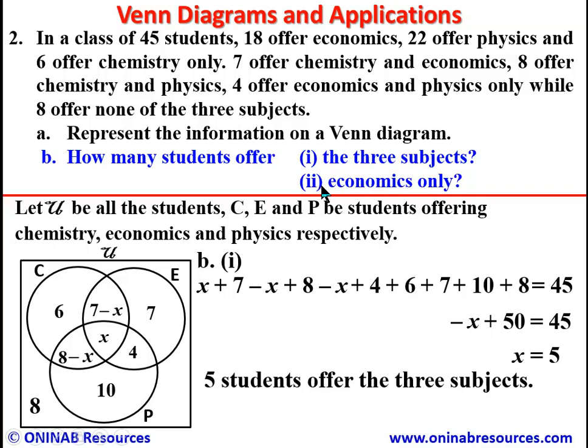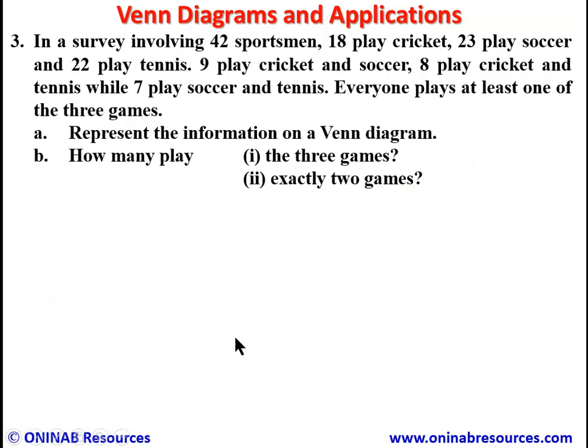Now we go to the number of students offering economics only. The number of students offering economics only has already been calculated, so we have it in this Venn diagram as 7. Therefore, 7 students offer economics only. We have done justice to problem 2. So we go to problem 3.